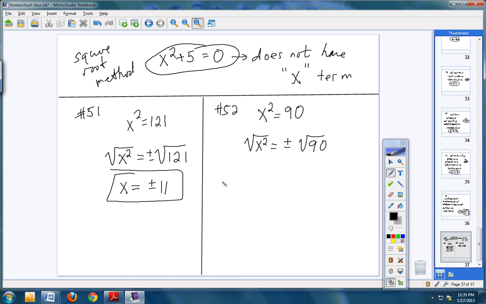Now this problem here is a little different. The square root of x squared is x. That's fine. But 90 is not a perfect square. But students, we know a perfect square that goes into it. So we can't solve it, but we can definitely simplify it. So 90 is the same thing as 9 times 10. Okay, then cross off the 9 and put a 3 on the outside. So x equals, your plus minus comes first, then the 3, because remember the square root of 9 is 3, and then square root of 10.